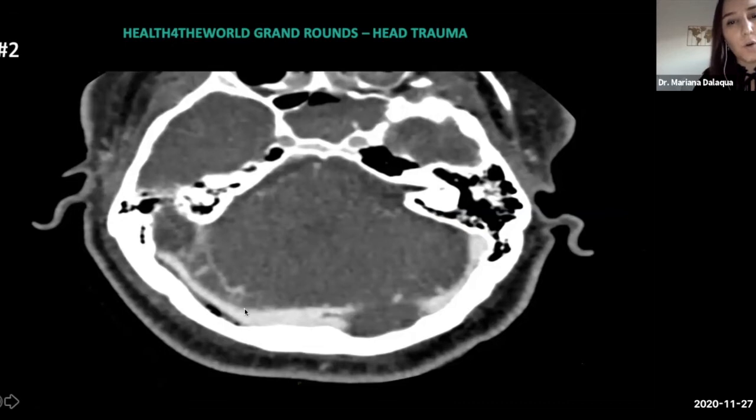And if you go on to the transition of the transverse and the sigmoid sinus, we see there is a traumatic thrombosis, okay? So we found something else that we weren't looking for in the first place. We were looking for an arterial lesion, but in fact, we have found a venous lesion, and it should absolutely not be neglected in our reports, okay?